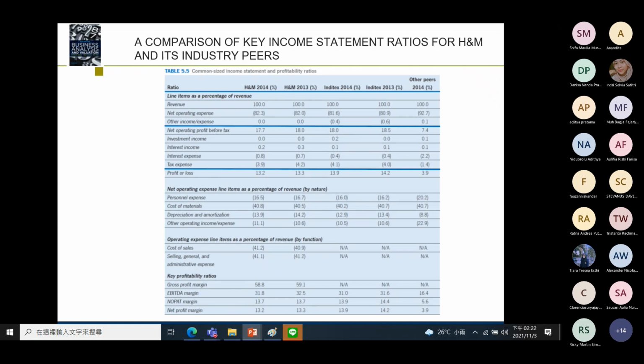In 2014, HMN's SG&A expense to revenue ratio decreased from 41.2% to 41.1%, prompting management to state in its post-earnings conference call with analysts that the company had kept its SG&A in control.